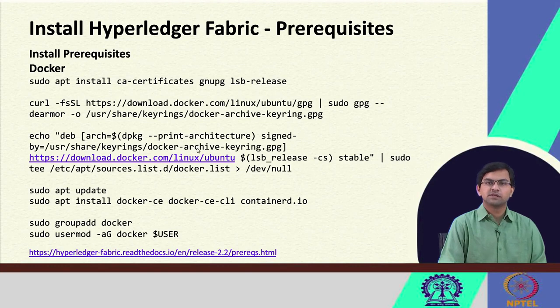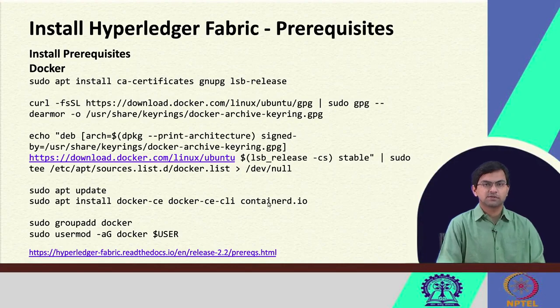If you want to install Docker for other platforms, you have to go to this particular link and you will find the installation instructions for Windows and Mac OS there. So let us see how we can install Docker.